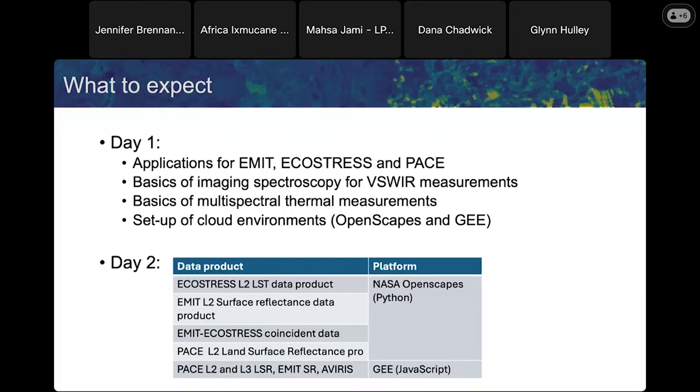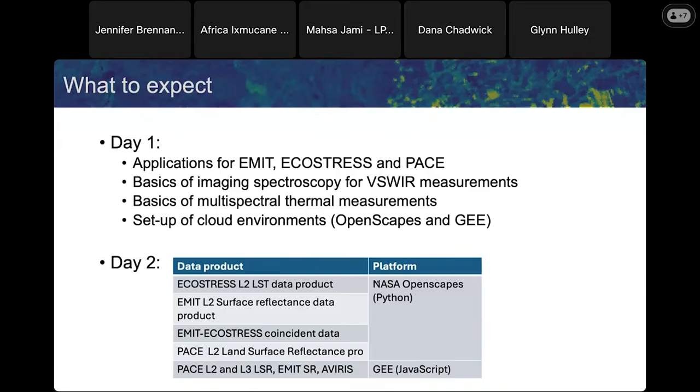And then we will go through the fundamentals of imaging spectroscopy for VSWIR measurements, that is referring to visible to shortwave infrared measurements, and very narrow, consecutive bands that are some of the newest and latest technology that we have available, and that is available for the whole world now. And also we have the fundamentals of thermal measurements. In this case, we are going to be working with ECOSTRESS.